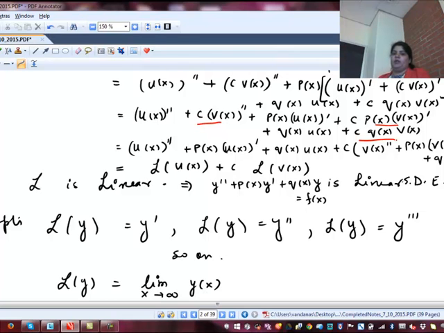If my domain contains all the functions whose limit as x approaches infinity exists, then is this L a linear operator or linear function? What do you say? Because you will take function u(x) plus c times v(x), and then c can be taken out, and the limit of a sum is the sum of limits. So that's why this is linear.